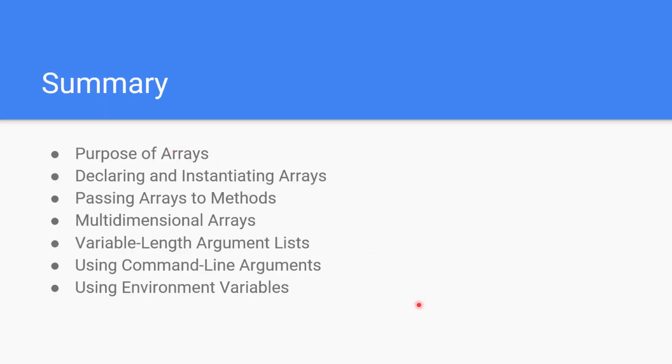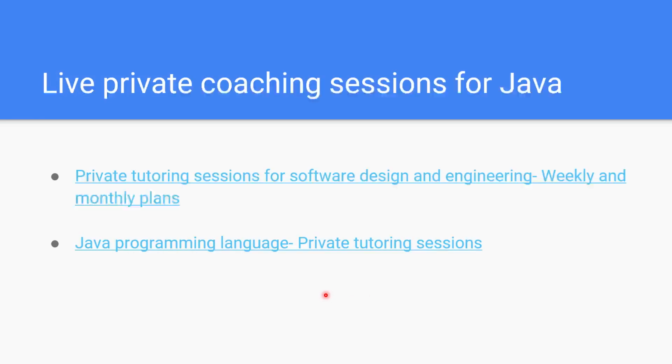So we talked about the purpose of arrays. Again, they are multi-dimensional variables. So instead of declaring a variable with just one value, we could have 2, 3, 4 different values for a single variable. We talked about declaring and instantiating arrays, passing arrays to methods, and multi-dimensional arrays, which are very similar to tables; they essentially behave like tables. We also covered variable length argument lists, command line arguments, and environmental variables.